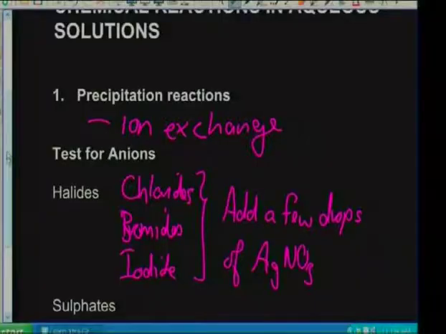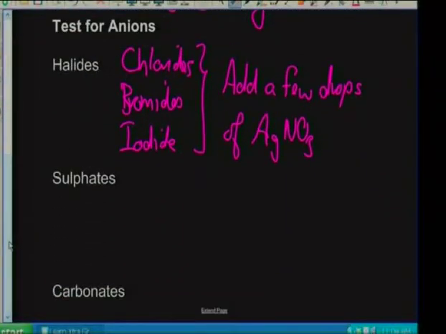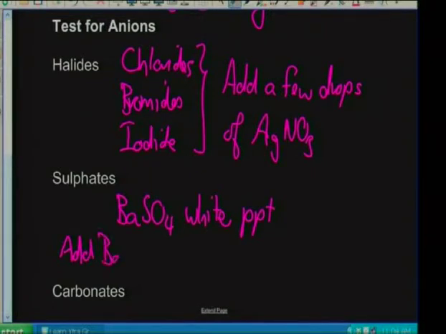Now, what about the sulfate? The sulfate, we use something slightly different. We know that a barium sulfate forms a white precipitate, is a white PPT, the short form of the word precipitate. So if we add some barium nitrate or barium chloride to our solution and we get a white precipitate, hey, bingo, we know that we've got a sulfate present. So if we get this, then we know that we formed a sulfate.